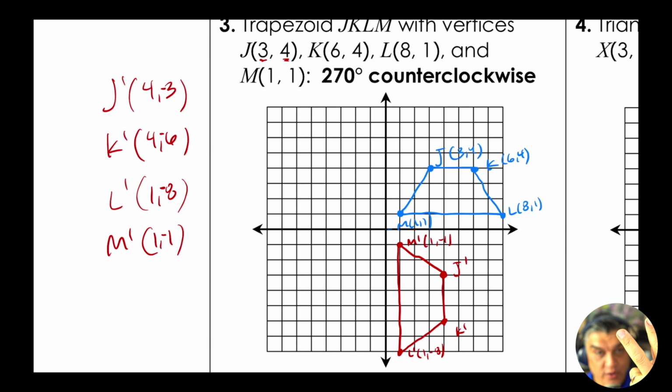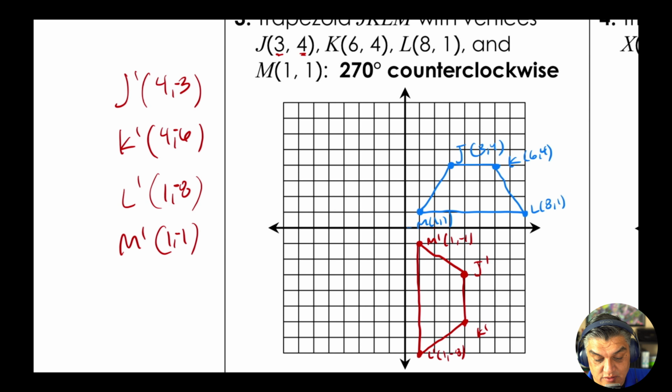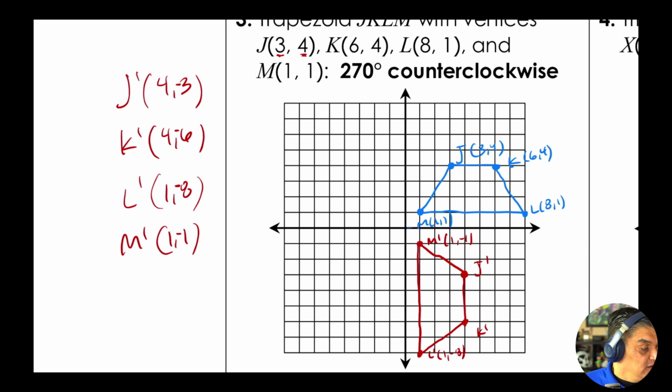We switched it, became 4, 6, and then the 6 became negative. We got L, 8, 1. L prime was 1, 8. Then the 8 became negative. And then we got M, and to get M prime, we switched it from 1, 1 to 1, 1, and then the second one became negative. Plotted those points, and the new figure is the red figure. Any questions?